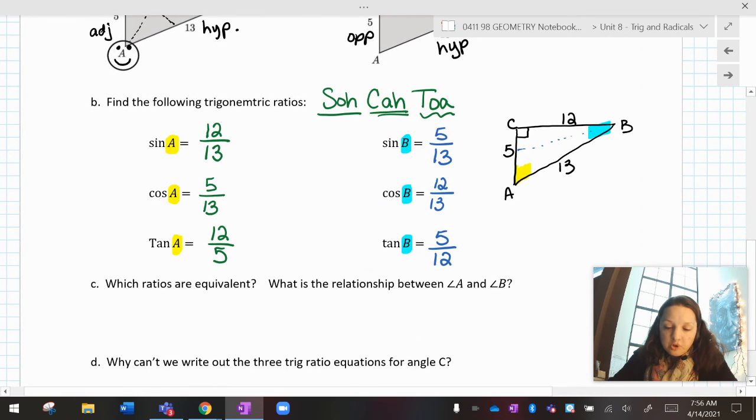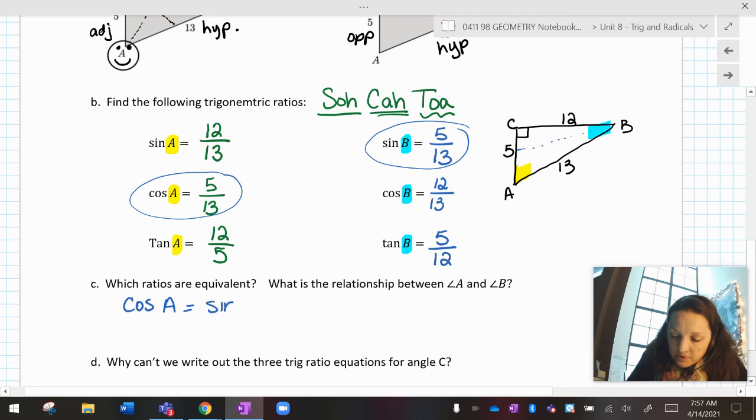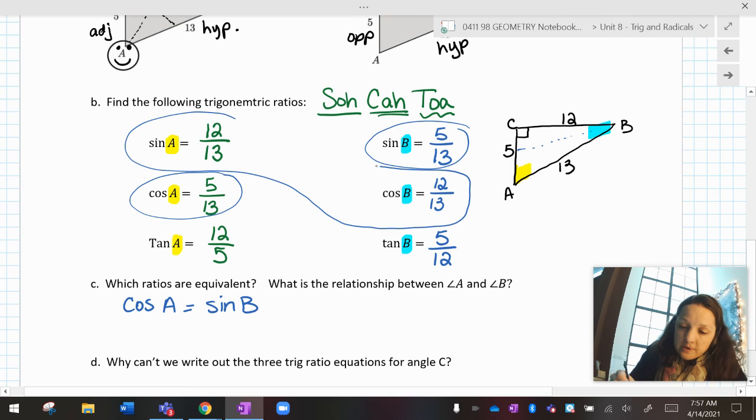All right, and then it says which ratios are equivalent. Oh, look at that. Some of these are the same. Cosine of A is 5/13, and so is sine B. So cosine A is equal to sine B. That's pretty cool. And what else? Oh, look at this. And then sine A is equal to cosine B.